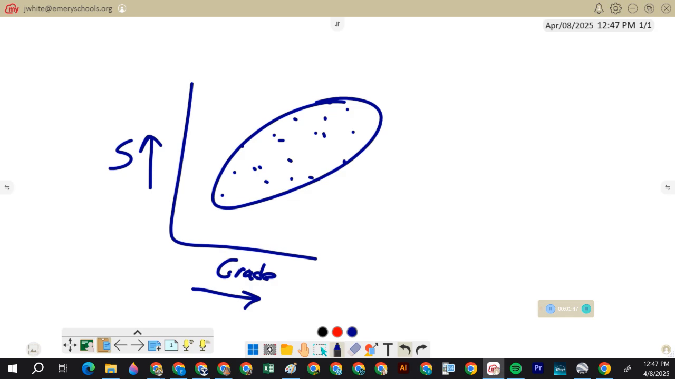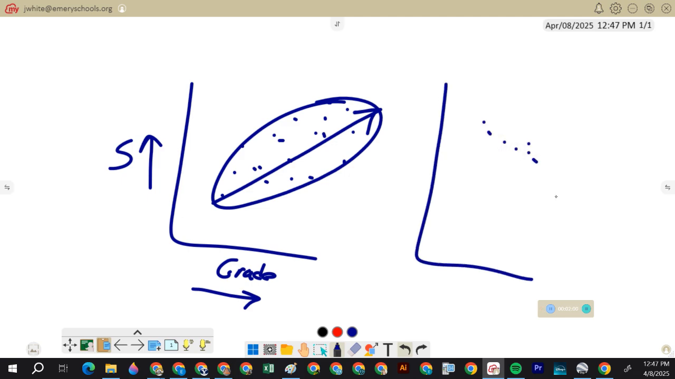And so because this is going up to the right, we say that this is a positive correlation or positive association. And then anytime you have something that goes down, that would be a negative correlation.